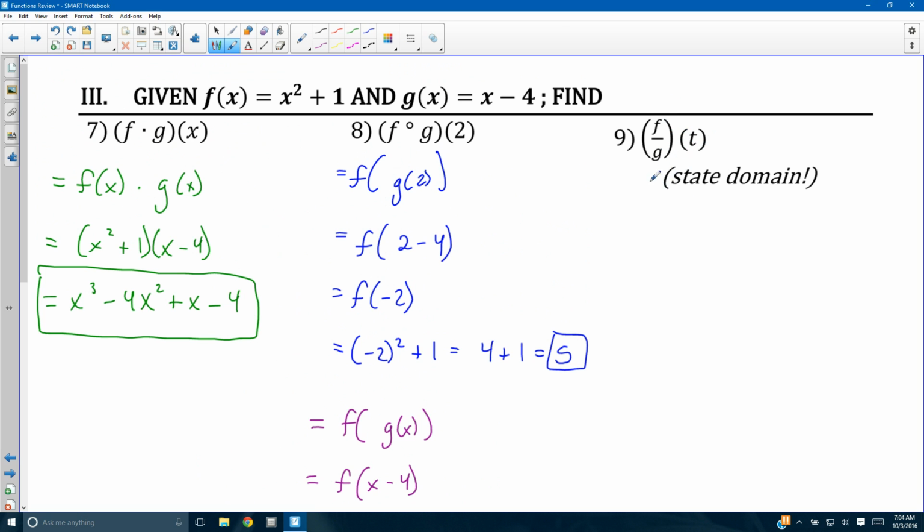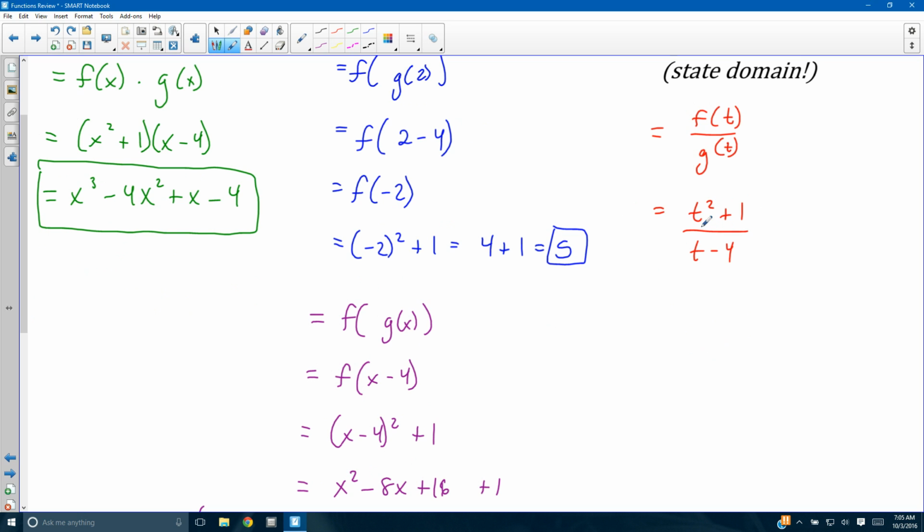Finally, f over g of t, and state the domain. Okay, f over g of t is f of t over g of t. And what we'll do is substitute t in for x, that's all. And we have t squared plus 1 for f of t over t minus 4 for g of t. And nothing else can cancel. I can't factor t squared plus 1. These t's can't cancel out. You're set. But stating the domain here, you also have to state that t cannot equal 4. For the same reason as we did for problems 1, 2, and 3, you cannot substitute 4 into here and divide by 0. That would be an issue. And there's your domain.